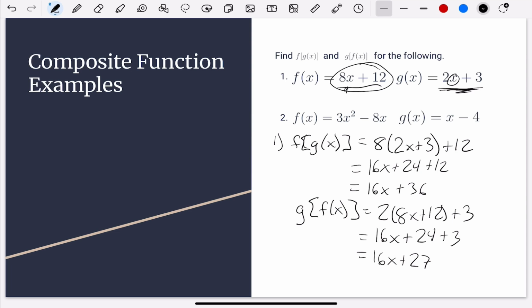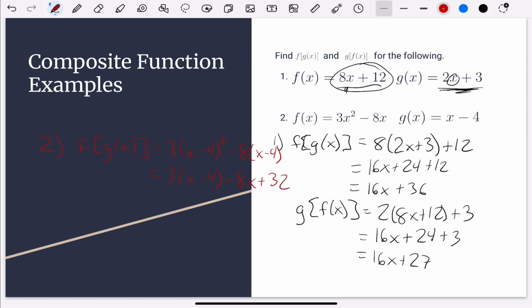All right, so assuming you paused the video, I'm going to come over here for number 2. And so I want to find f composite g of x. So I'm just going to take my g of x and just plug it into f. So I have 3 times x minus 4 squared minus 8 times x minus 4. Really, the only cleanup I need to worry about doing is this 8.